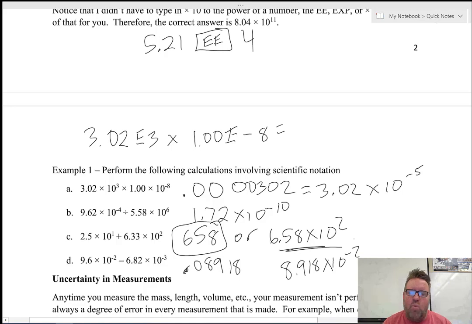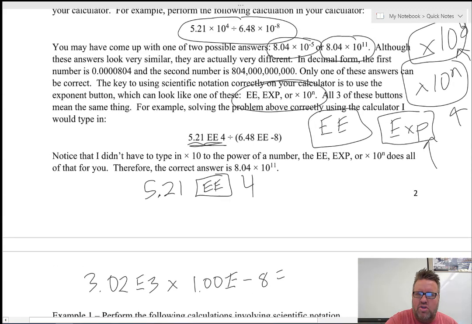So when you use scientific notation on your calculator, it's going to make it much easier for you. I always want to teach you the easiest way to do things, and making sure that you know which of these buttons you have. And of course, if you don't know, then ask me, and I will look at your calculator and help you find that button and make sure you can put that into your calculator correctly.